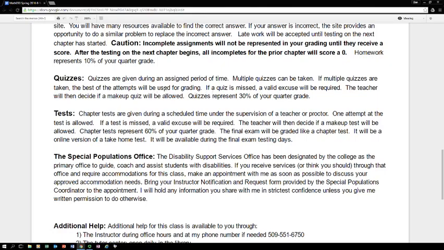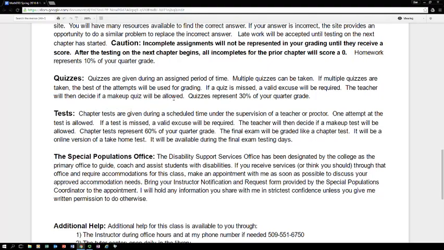Quizzes are given during an assigned period of time. I do allow multiple attempts. What I mean by that is you can do an attempt at the quiz and submit the quiz. You'll get a grade. You'll see what your score is on that quiz, and then you have the opportunity to go back and review the questions you may have got wrong. So you can go in there and say, well, this is what I did. Or if you're not sure what you got wrong, it gives you the opportunity to look it up or ask a question and hopefully fix that before you do another attempt.